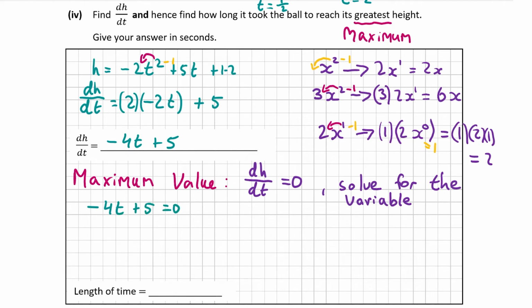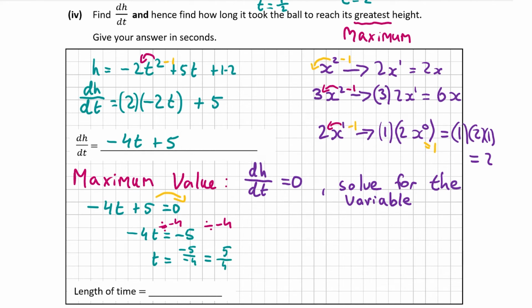So the first thing to do is to move the plus 5 over to the right-hand side of the equals sign. So that becomes minus 4t is equal to minus 5. Now we don't want minus 4t, we just want t. So I'm going to divide both sides by minus 4. And that should get rid of the minus 4 on the left-hand side. So minus 4t divided by minus 4 is just t. And then minus 5 divided by minus 4 is going to be minus 5 over minus 4. And with both minuses, they will cancel out. So we're left with 5 over 4.